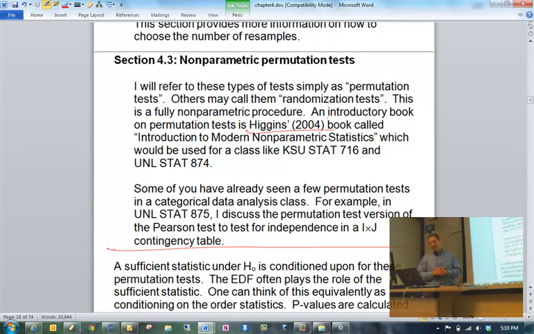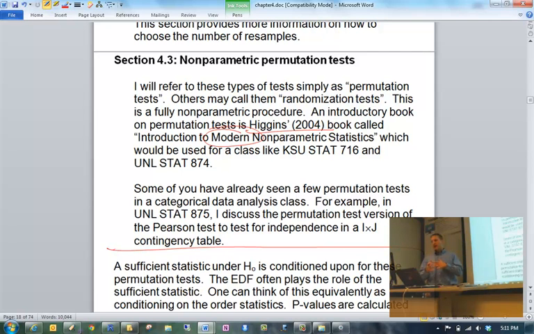Anyway, his book is Introduction to Modern Non-Parametric Statistics. The reason why it's called modern is because in a traditional non-parametrics class, before computing power really got to the point that it did, I guess starting in the mid-90s, and now, obviously, definitely now, the traditional non-parametrics class, which most students would have, would consist of normal distribution approximations to statistics.